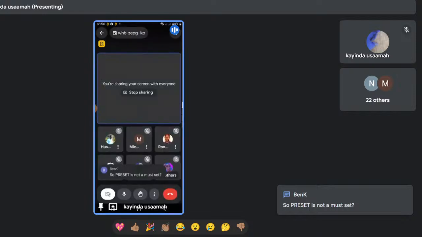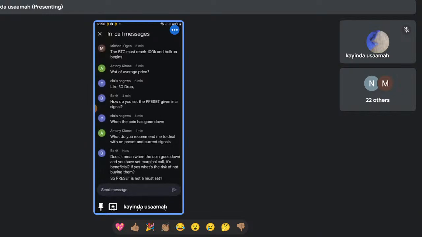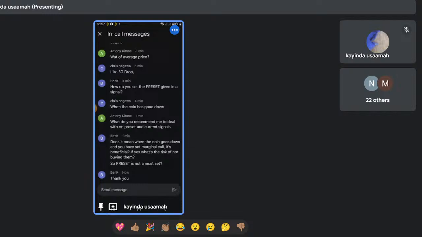One more last question. Someone is saying, so preset is not a must set? No way, no. You can even be given a signal and just start it right away because you have margin calls. If it goes down, you buy at a cheaper price. But if it doesn't, today a leader gave us a signal of a certain coin. So what if you had a preset price? It won't come and pick you. It will go up, sell, make the money, then it comes down and then that's when you are buying. Thank you.